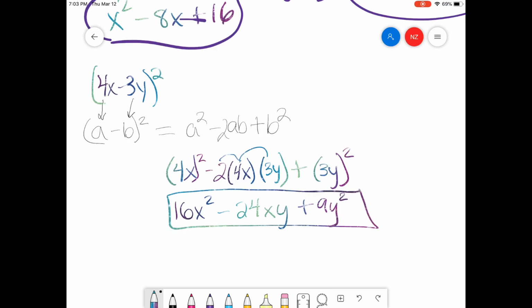So let me know if you used a different method, if you got the same thing, and that's fine. Again, you can use FOIL, you can use box, as long as you know that whenever you see this squared, you have to write the binomial twice. So 4x minus 3y and then 4x minus 3y again, or use this strategy, this quick tool to solve for the perfect square trinomial.